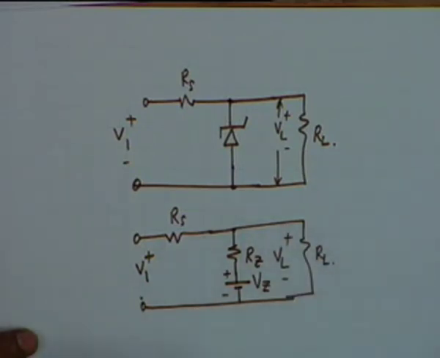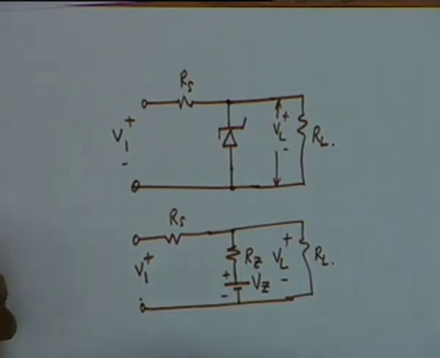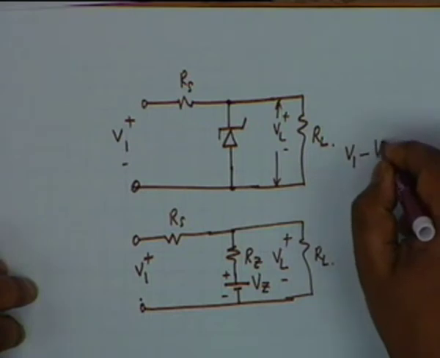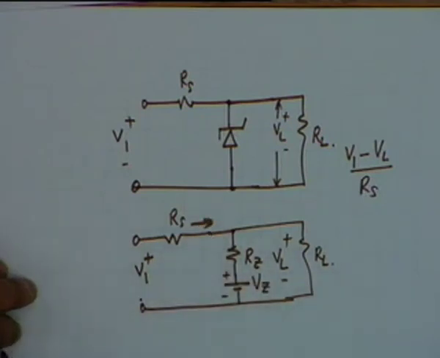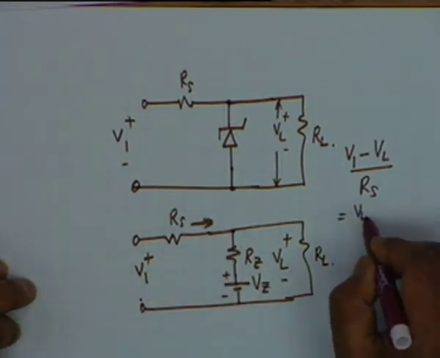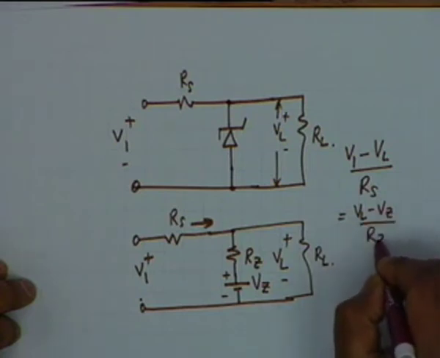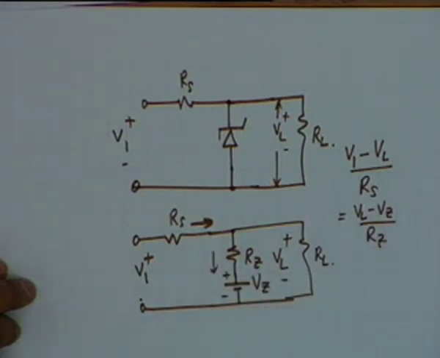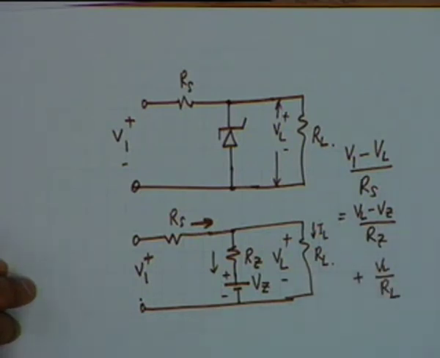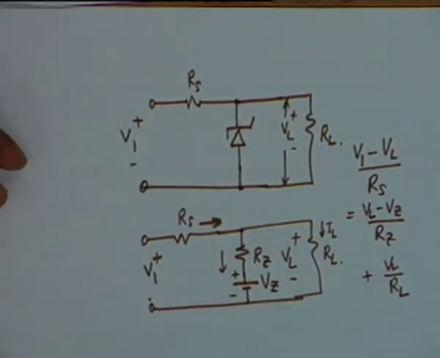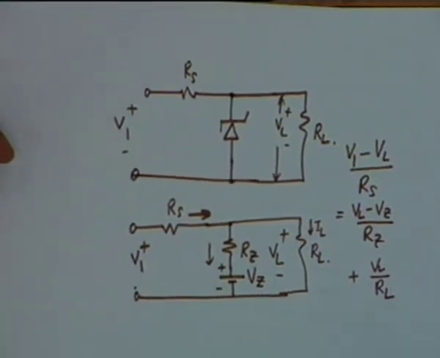Now this is VL. Now we can analyze this circuit by KCL. That is, what we have is V1 minus VL divided by RS. This is the current coming in, shall be equal to VL minus VZ divided by RZ, this is the current through the Zener resistance, Zener diode, plus the current going through the load IL, which is equal to VL divided by RL. Alright, very simple analysis, but very significant improvement in the characteristic.